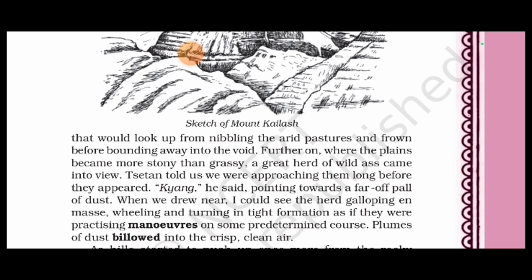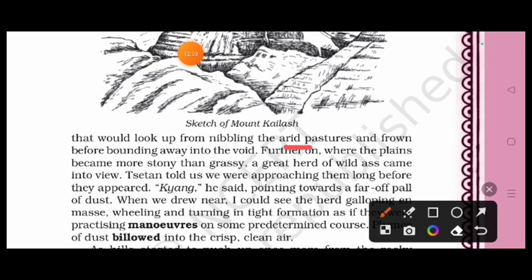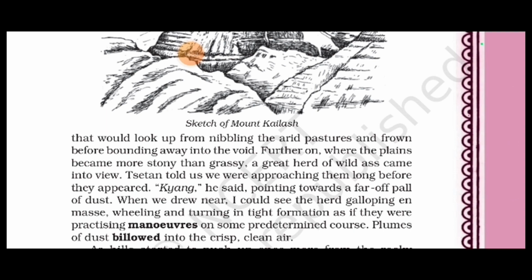The arid, very little rain, and where there is very little or no rain, the pastures are greenery. And frown means to look angrily. Before bounding away into the void, open space, they would slightly distort their faces, they make anger faces before running into the open spaces. Void means in an open space. Okay, now you understand what they were doing.